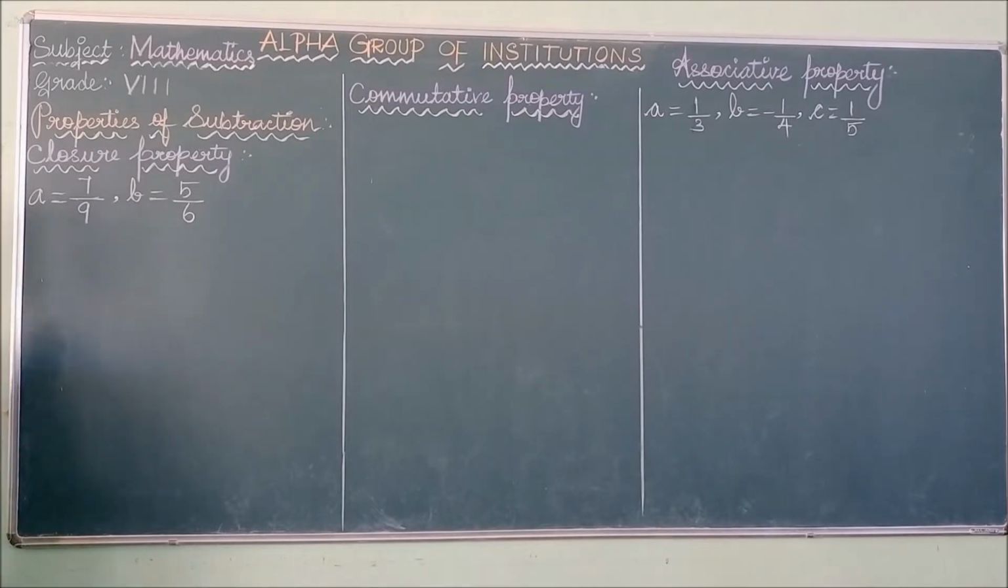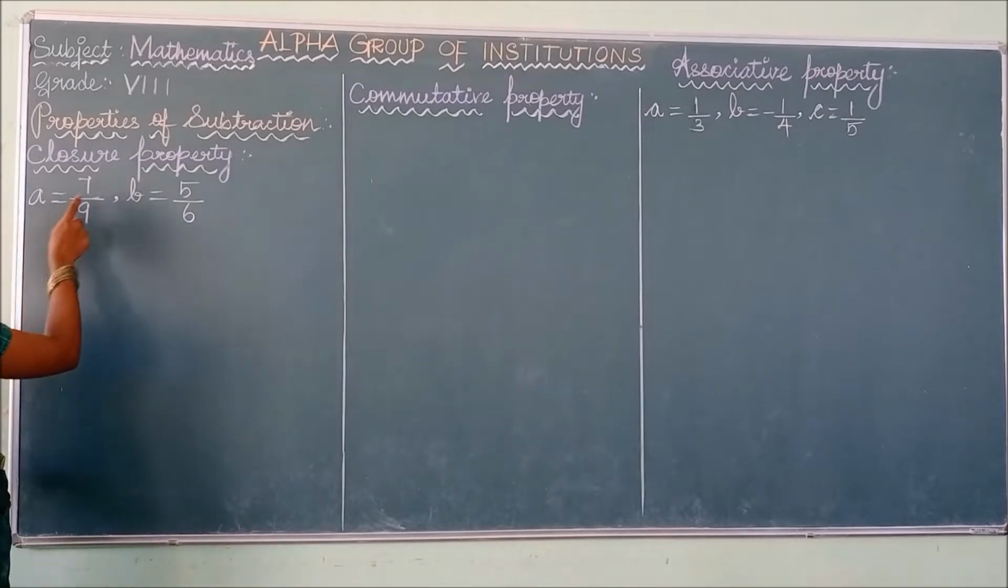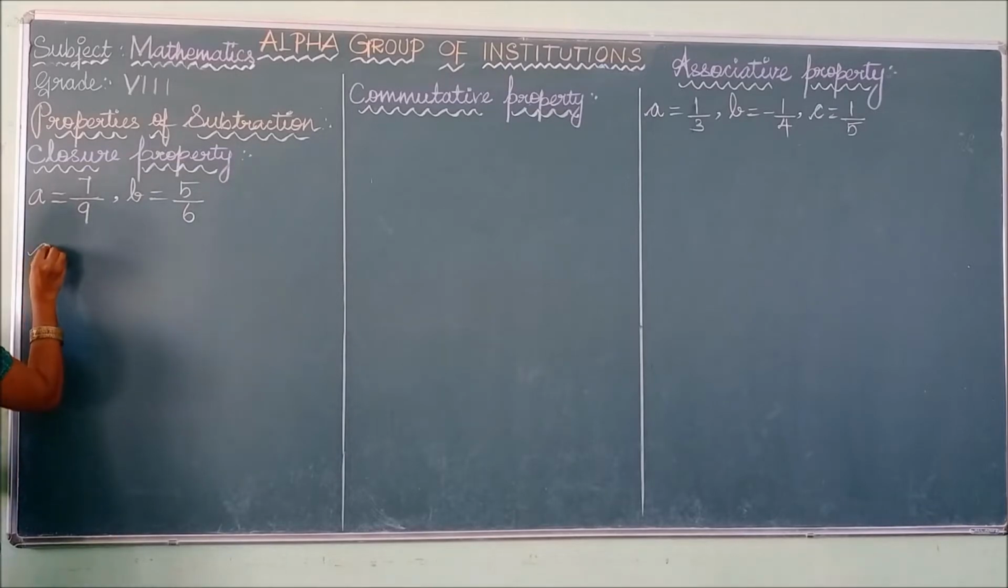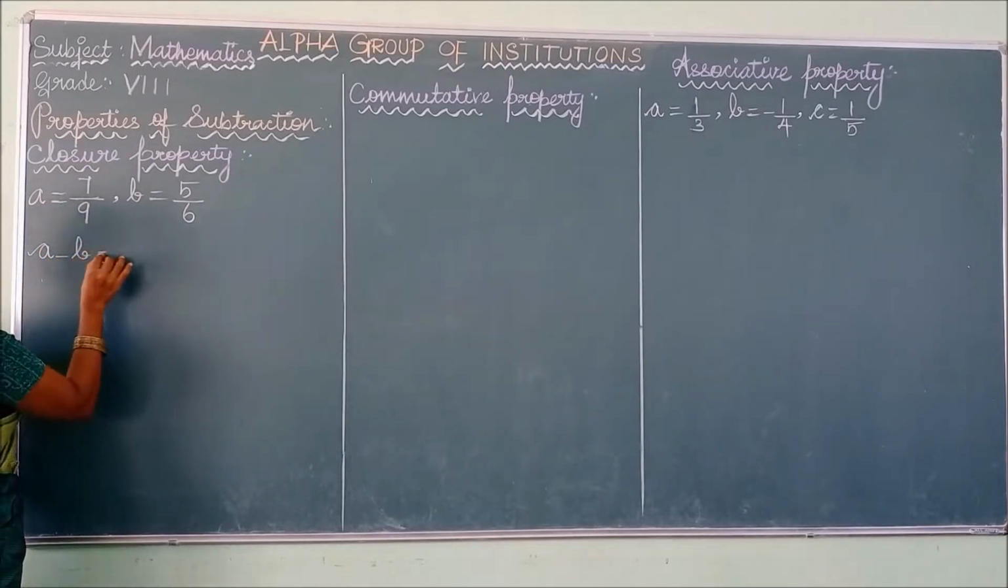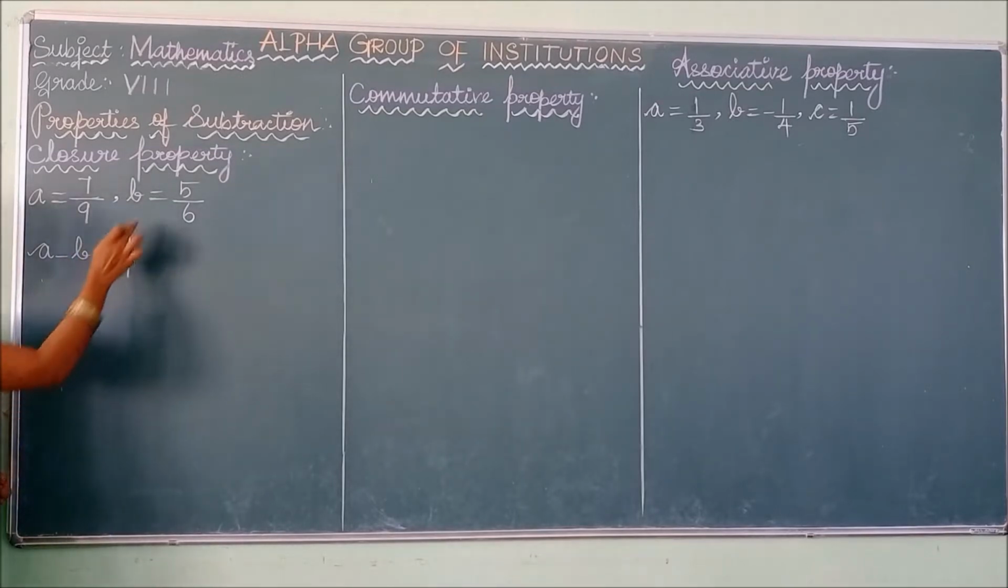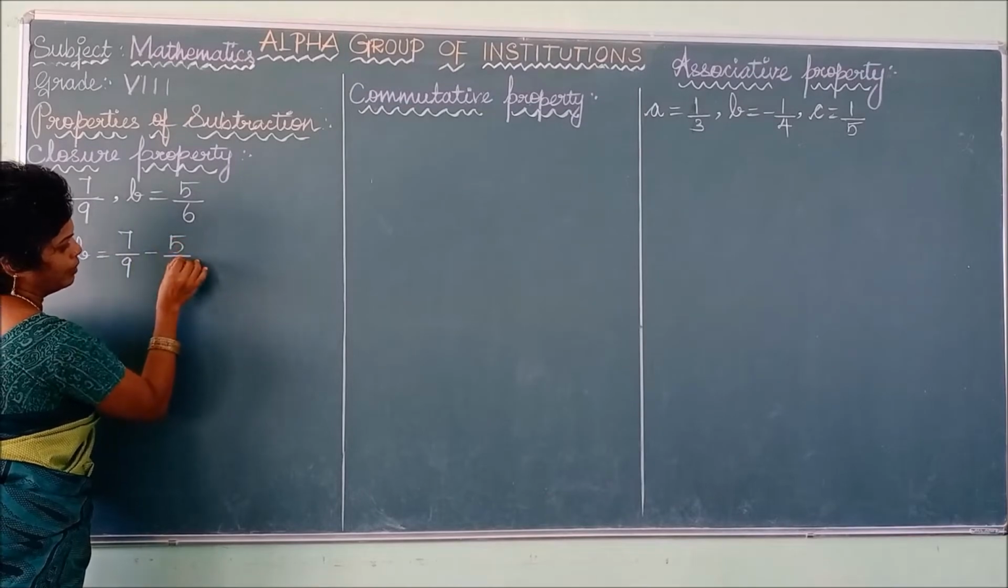Closure for addition, what you have seen in the last class: for any rational numbers a and b, the sum a plus b is also a rational number. So here for subtraction, is the difference a minus b a rational number or not? That only we are going to check here. So listen, a is equal to 7 by 9, b is equal to minus 5 by 6. So the difference a minus b, substitute the values: a is 7 by 9, b is minus 5 by 6.